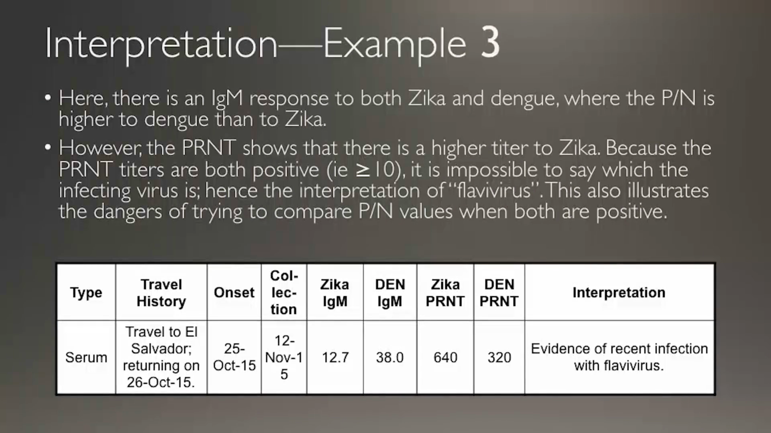Here, there is IgM to both Zika and dengue, where the p/n is higher to dengue than to Zika. However, the PRNT shows that there is a higher titer to Zika. Because the PRNT titers are positive for both viruses, it is impossible to say which the infecting virus is, hence the interpretation of flavivirus. This also illustrates the dangers of trying to compare p/n values when both are positive.